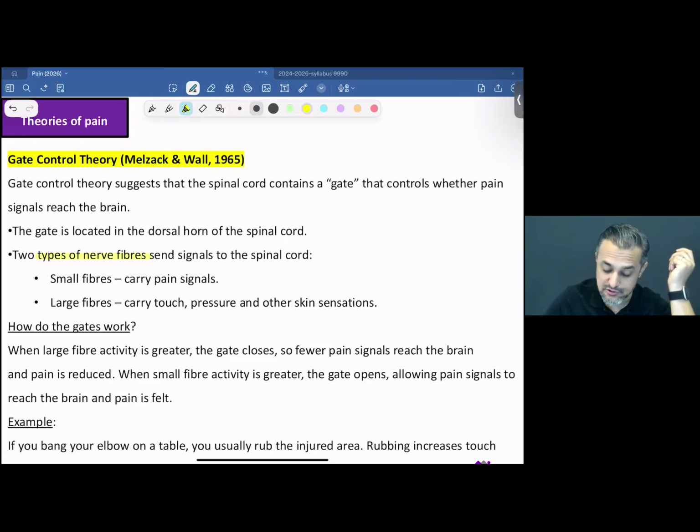Number two, large fibers. Small fibers carry pain signals. Large fibers carry touch, pressure, and other skin sensations.